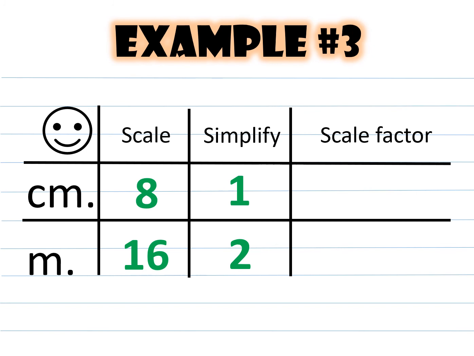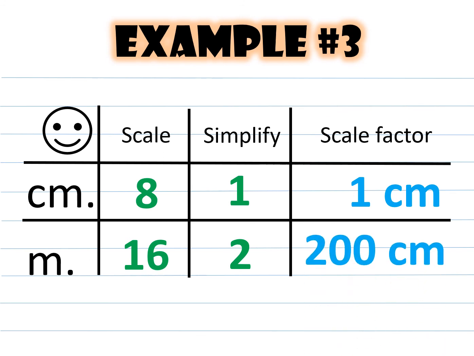Now, before you stop there and think that's your final answer, please know that we need to convert it to a common unit of measurement. Let's keep with centimeters. How could we turn 2 meters into centimeters? Well, we would have to multiply that by 100. Each meter is worth 100 centimeters. So 2 times 100 would be 200 centimeters.